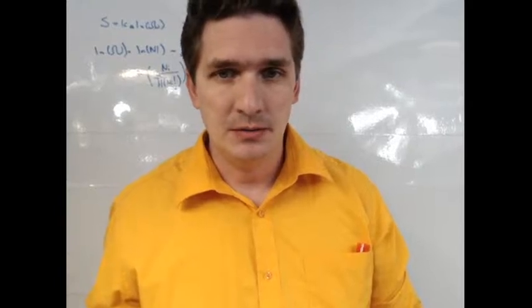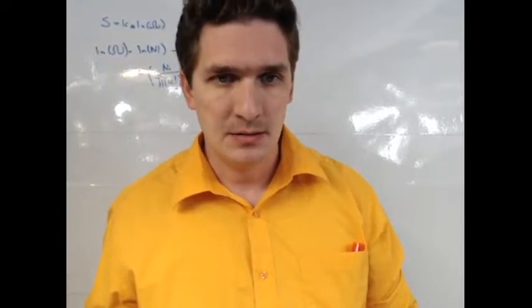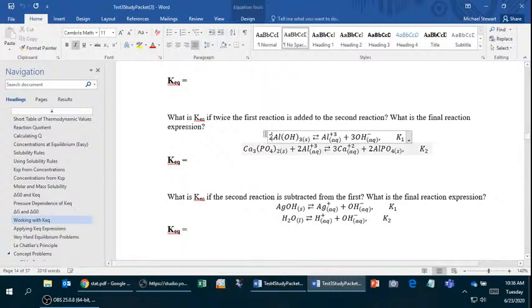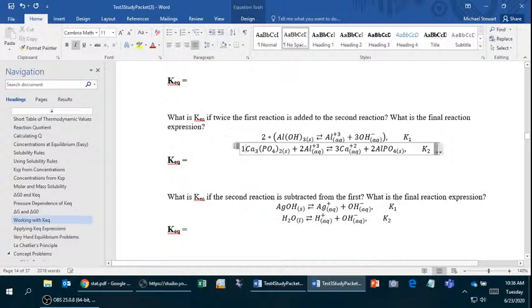So for number 3 in the packet, I'm going to bring that up so people can see it. What is KQ of twice the first reaction is added to the second reaction? We've got twice the first reaction, so 2 times this whole reaction, and we've got 1 times the second reaction.